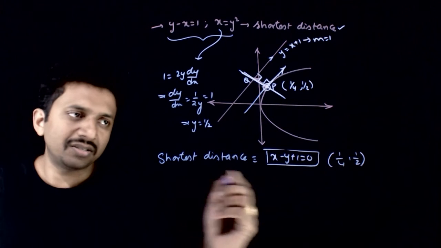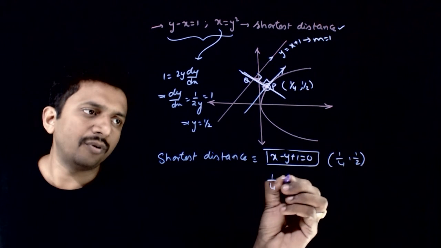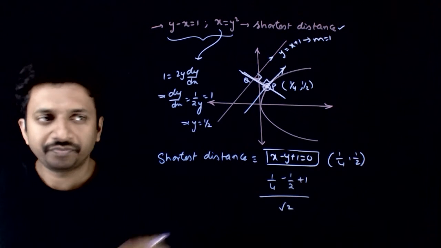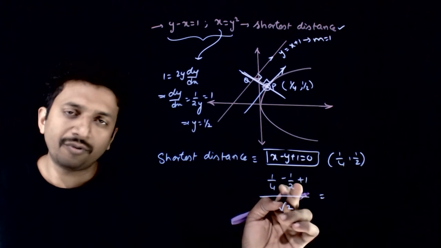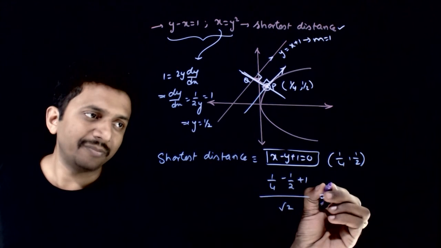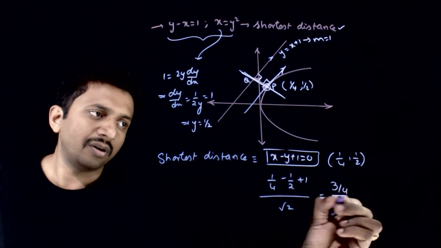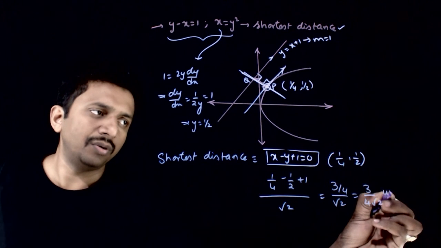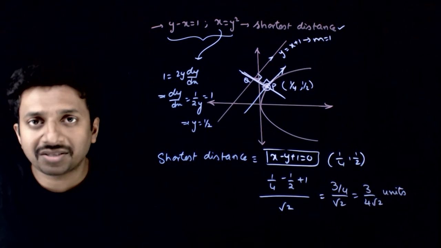So what is the shortest distance? We get modulus of 1 by 4 minus 1 by 2 plus 1, over root 2. That is equal to 1 by 4 plus 1 minus 1 by 2. That is, you get 3 by 4 by root 2. That is equal to 3 by 4 root 2 units. So that is the shortest distance.